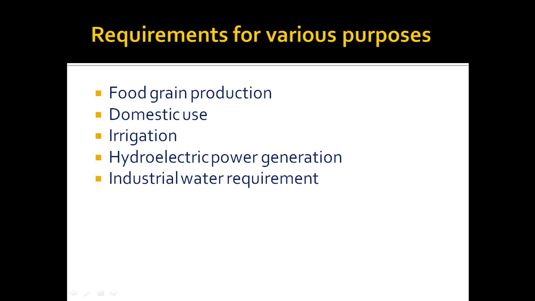Now we'll see what are the requirements for various purposes or uses of water. Primarily in India, the usage of water is more in food grain production. India is a developing country. Food grain production requires a lot of water, followed by the large population, which requires a lot of water that we call domestic use, followed by irrigation.